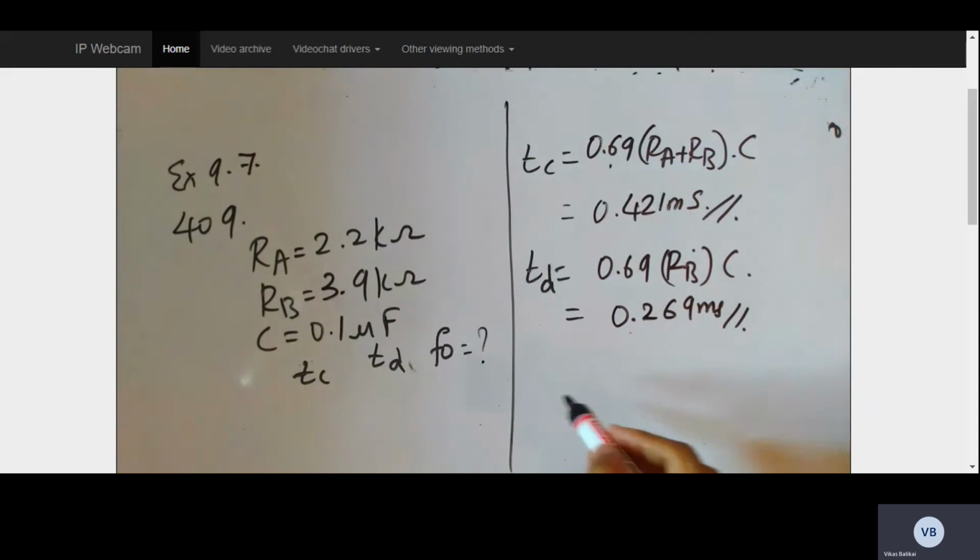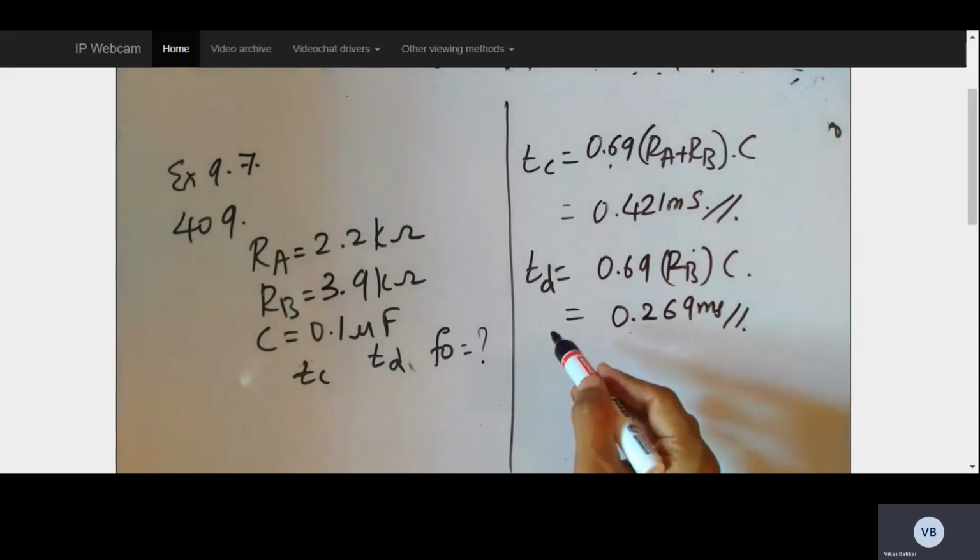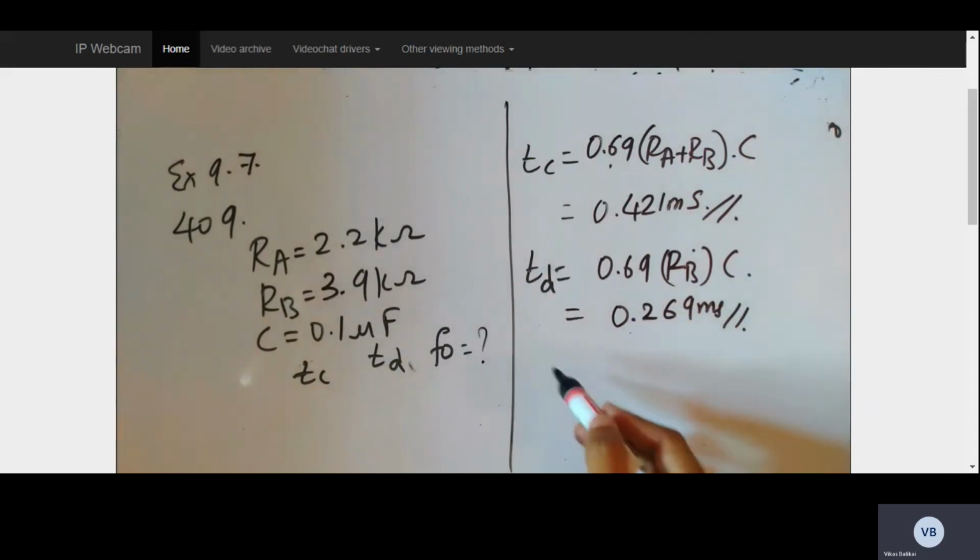So this is my on time and off time, or charging time and discharging time, or basically the positive pulse width and the negative pulse width, because the charging time is going to decide the positive pulse width, and the discharging time is going to decide my negative pulse width.